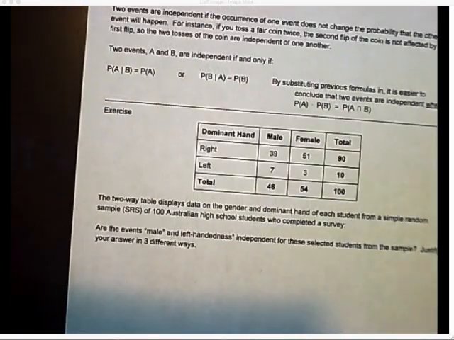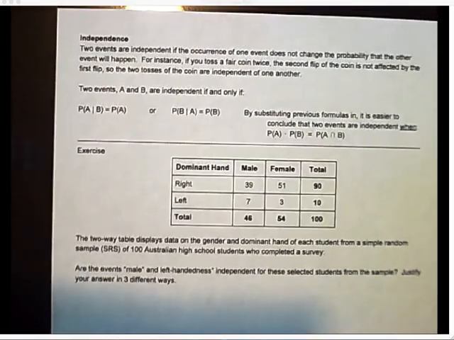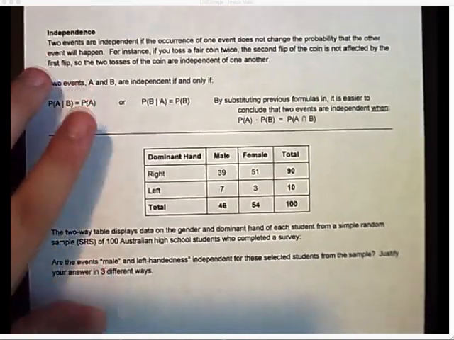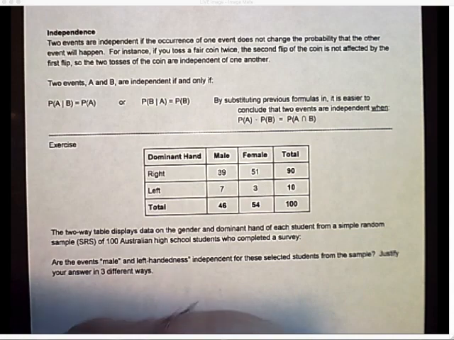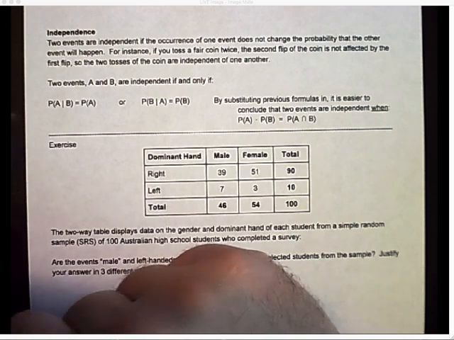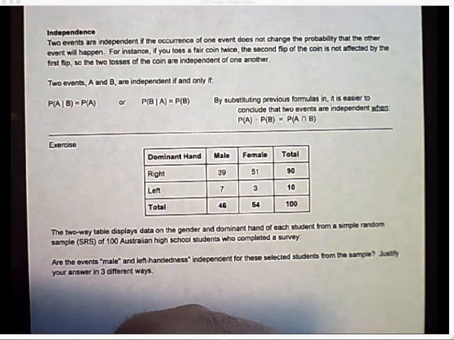Now, this is one of the hardest things for students to understand. Independence. All right. It says two events are independent if the occurrence of one event does not change the probability that the other event will happen. For instance, if you toss a fair coin twice, the second flip of the coin is not affected by the first flip. So the two tosses of the coin are independent of one another.